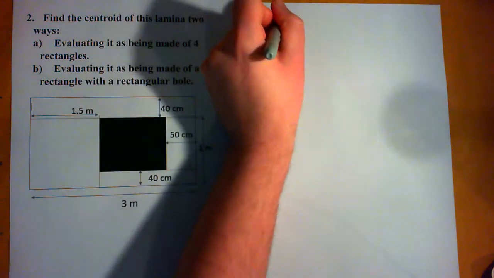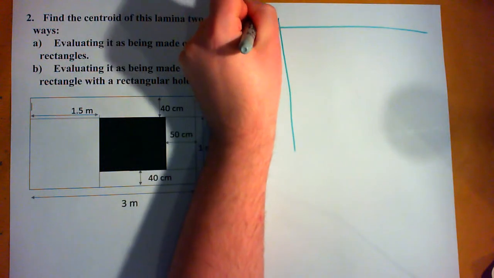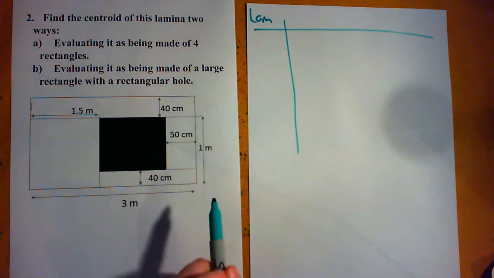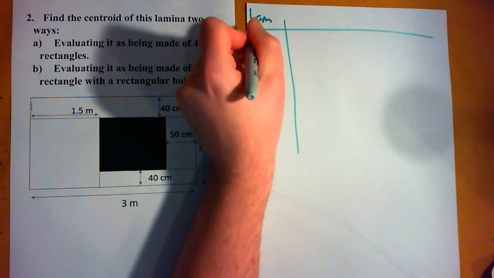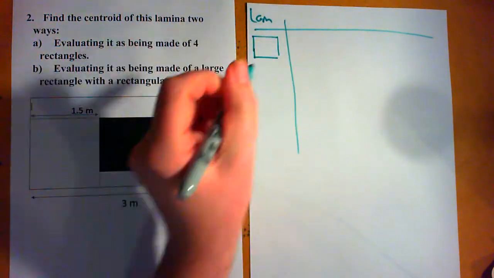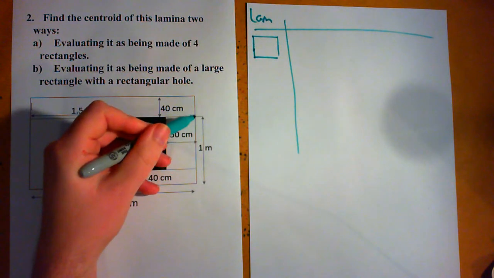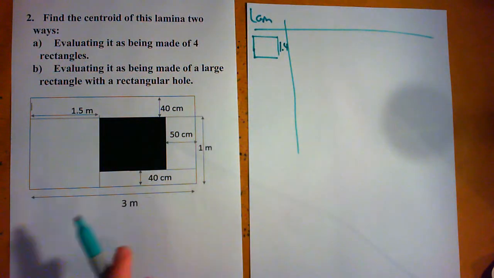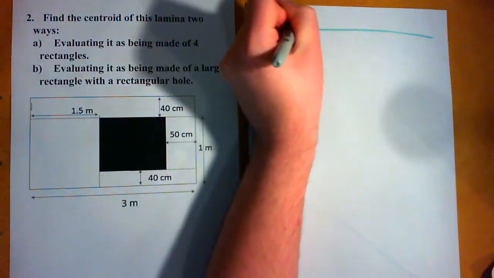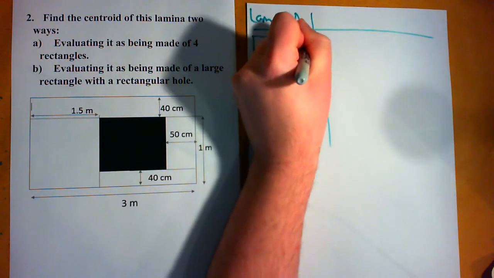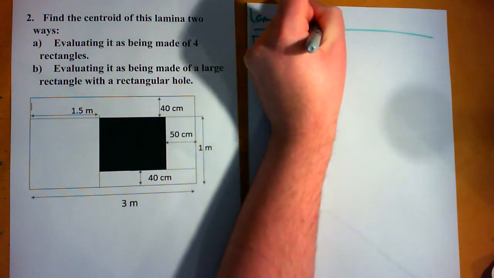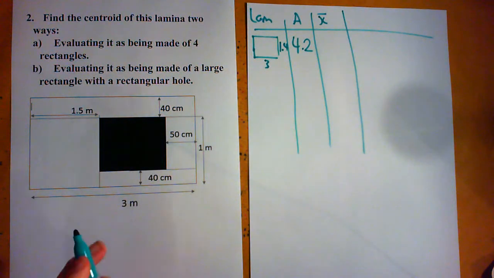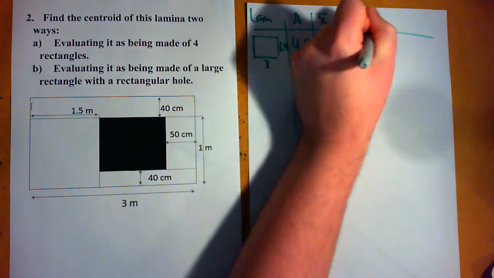So let's do our table. We've got the laminae, which this video will only need two. We've got the big large rectangle and we've got the hole in the middle. So for the big large rectangle, we've got a height of 1 metre plus 40 centimetres, which is 1.4 metres, and the whole thing is 3 metres wide, making the area 1.4 times 3, which is 4.2, and we are dealing with a rectangle. Its x bar is therefore going to be half of 3, which is 1.5.